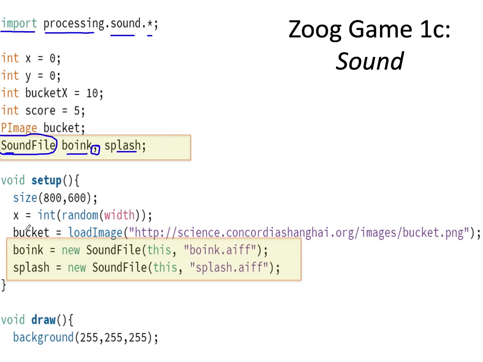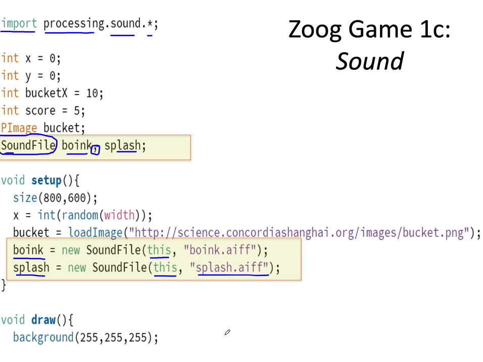And now in setup, remember before in setup we loaded the bucket image? Well, now we're actually going to go ahead and load in the sound files. Now the format here is a little bit different. We're going to say, hey, inside of our boink variable, could you please load in a new SoundFile called boink.aiff, in quotation marks. The this in this case is a very specific word. It's a keyword inside a lot of languages. It says import this file into this program. Literally is what this means. And then we do the same thing with the splash. New SoundFile in this program called splash.aiff.